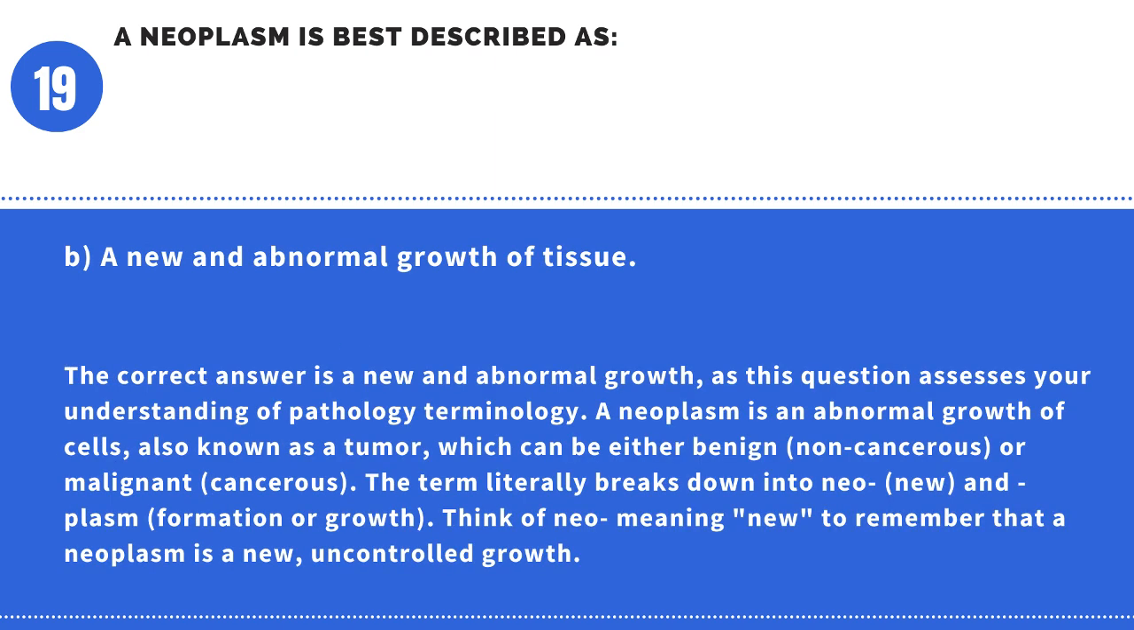Answer: B. A new and abnormal growth of tissue. The correct answer is a new and abnormal growth, as this question assesses your understanding of pathology terminology. A neoplasm is an abnormal growth of cells, also known as a tumor, which can be either benign, non-cancerous, or malignant, cancerous. The term literally breaks down into neo, new, and plasm, formation or growth. Think of neo meaning new to remember that a neoplasm is a new, uncontrolled growth.